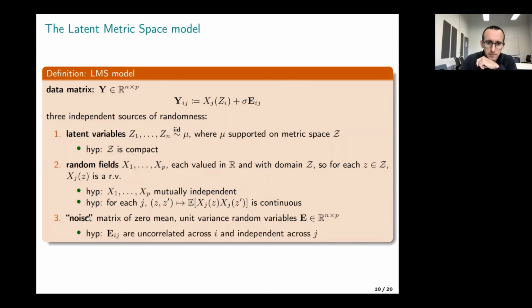And for the noise, we're going to assume that the elements of this matrix E are uncorrelated across i, and independent across j. So they're independent in the same sense that these X's are. And that's it. That's the basic structure of this model.